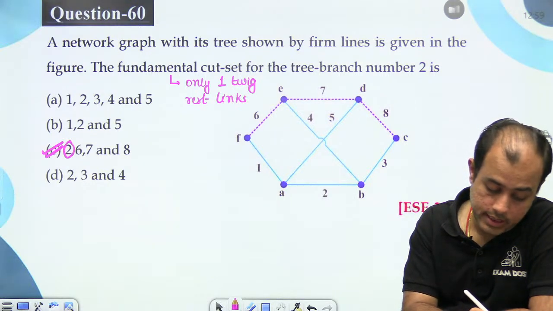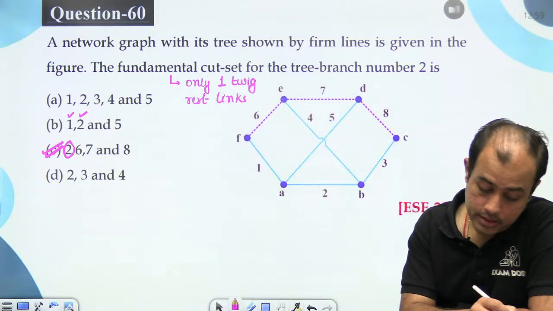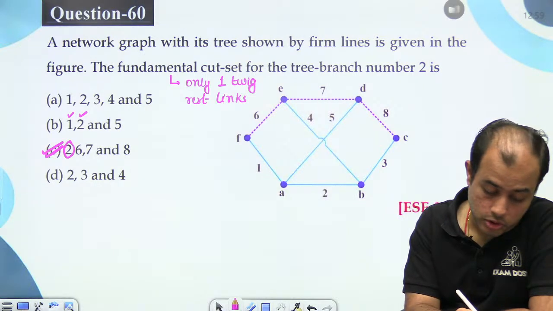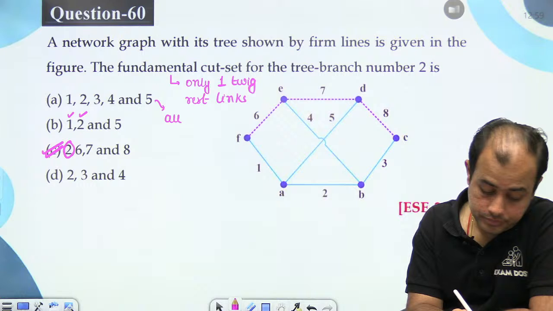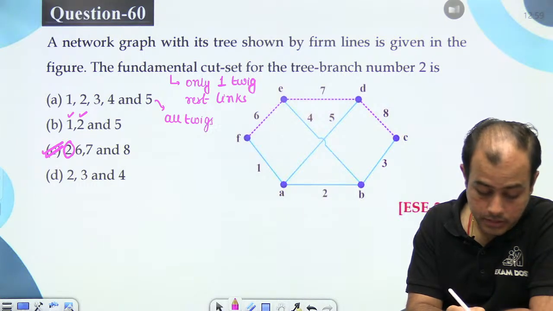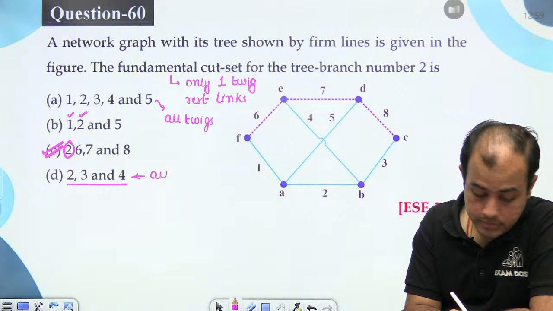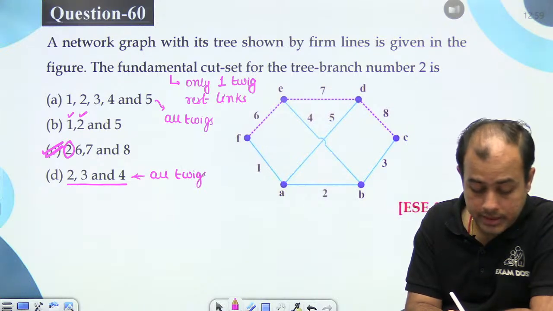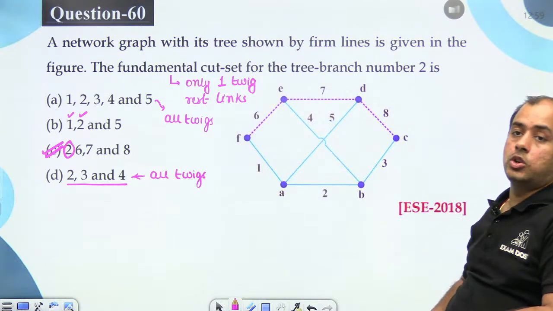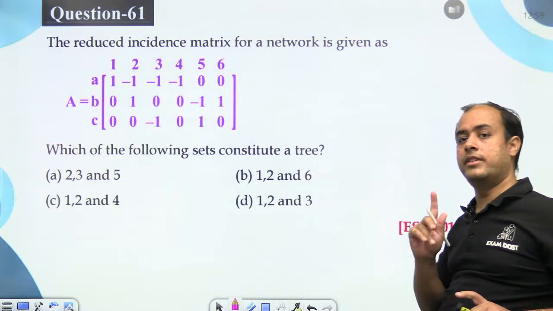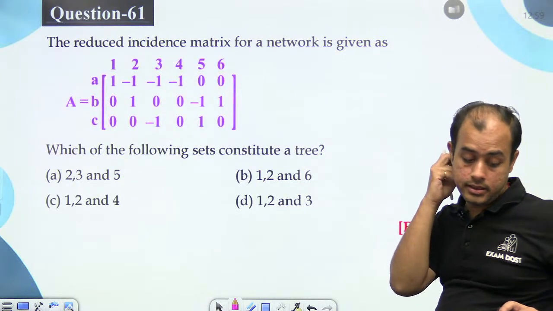Only one twig. Here you see 2 twigs are coming, here in fact 5 twigs are coming, and here also all are twigs. So beta, a fundamental cut set can only contain one twig, not all twigs. Only one twig should be there.